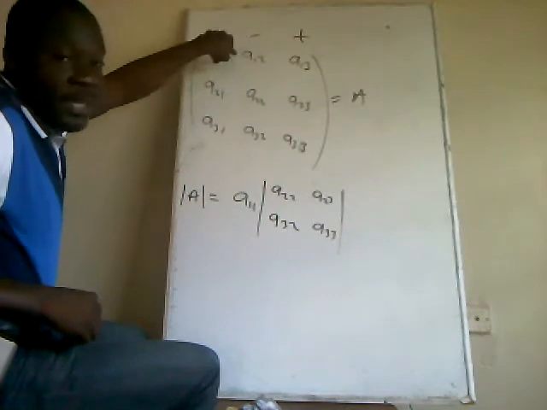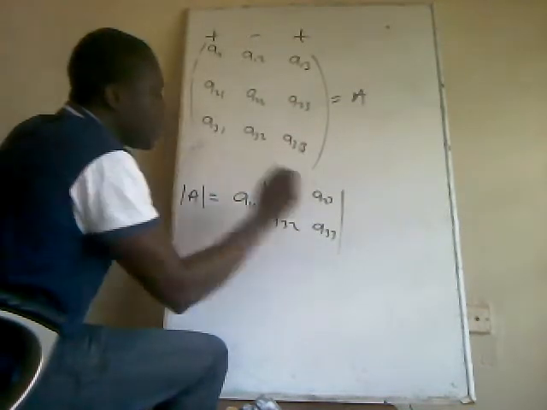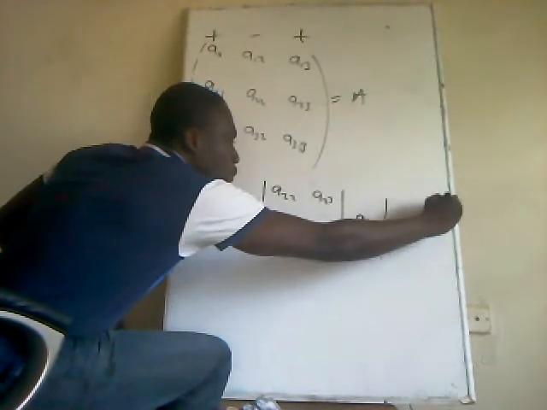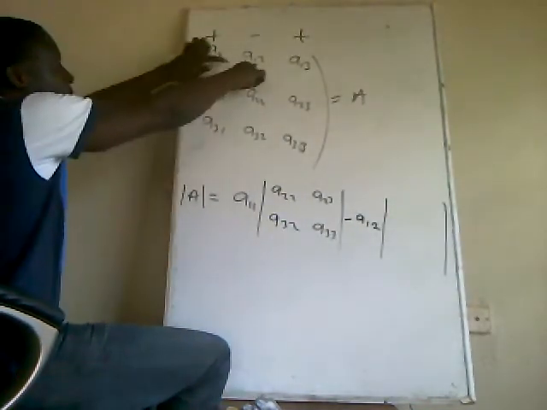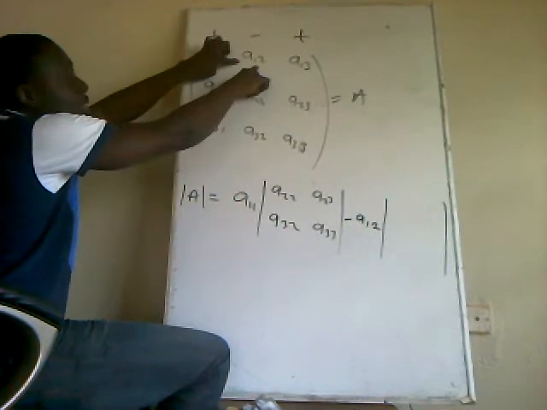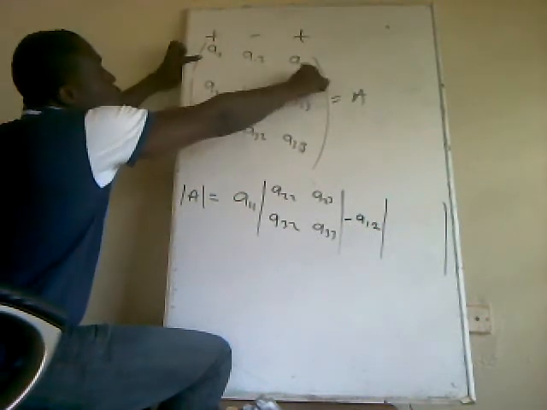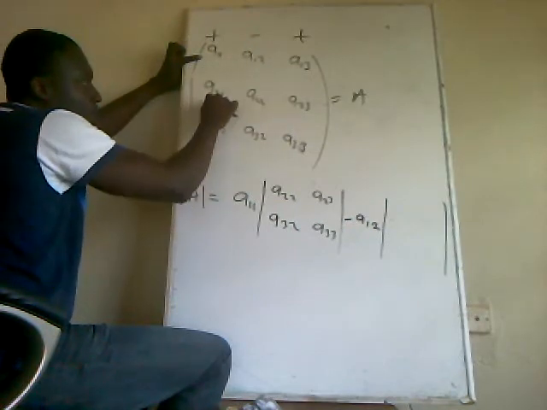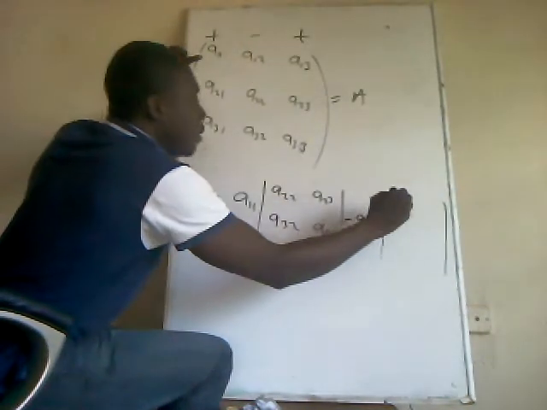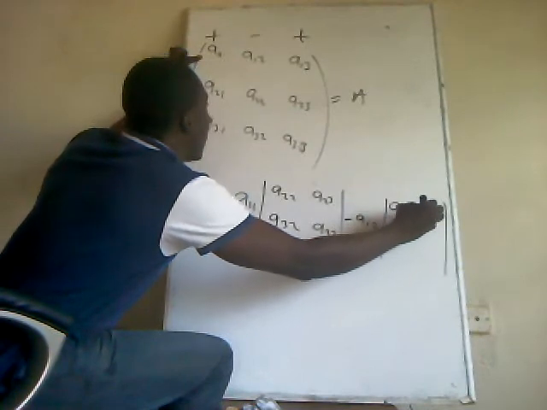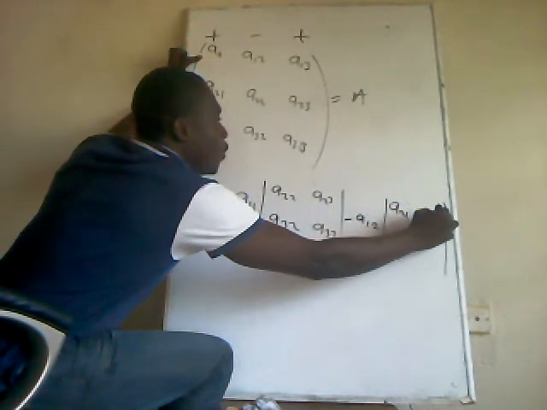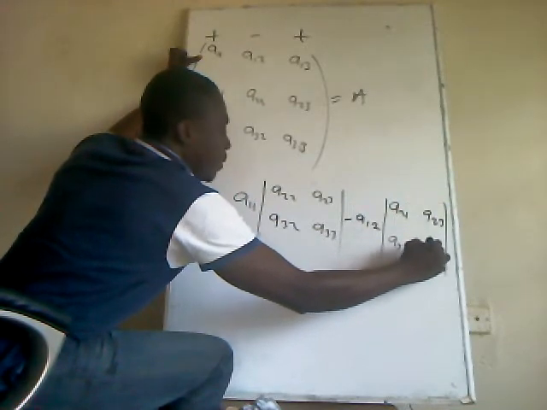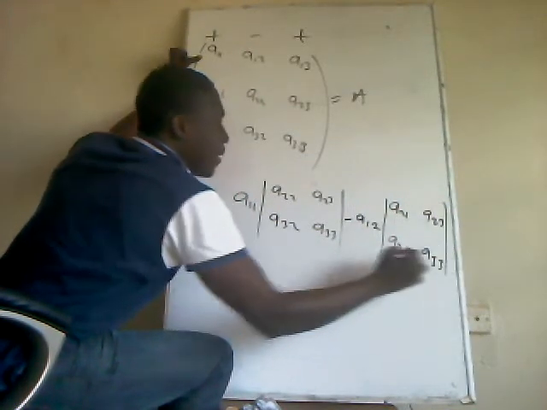Next, I go to the second element on the first row, and it's A12. And the minor is what? It's a minus. So I carry it to the minus. It becomes minus A12. Now, I'm at the point A12, right? So the first row moves, the second column vanishes. And I'm going to have this, that. A21, A23, A31, A33.